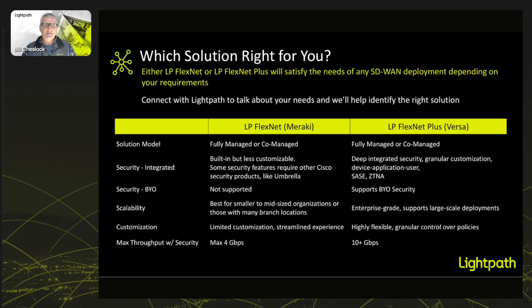So when you consider, as I went through our FlexNet and our FlexNet Plus offerings, how do we make a decision? The first and foremost is you consider what your requirements are. We don't enter the discussion with a preconceived notion of what is going to be offered. It's a matter of discussing what your requirements are, where you are on your digital transformation roadmap, and what systems you're going to need to support your business. So in both cases, with the Meraki solution or the Versa solution, as I mentioned, they can be either fully managed or co-managed, depending on your requirements.